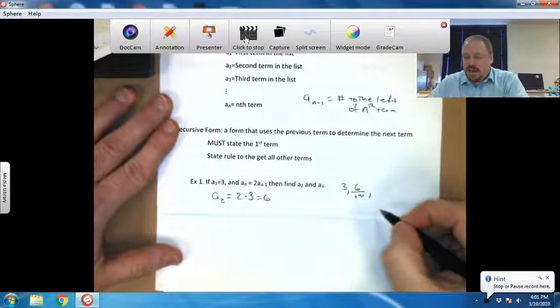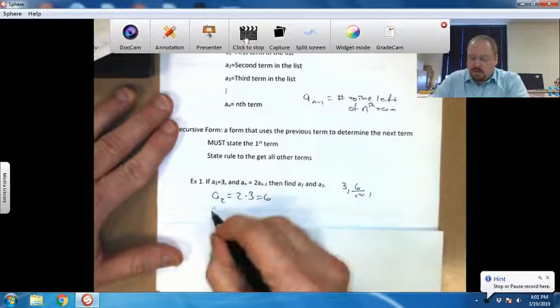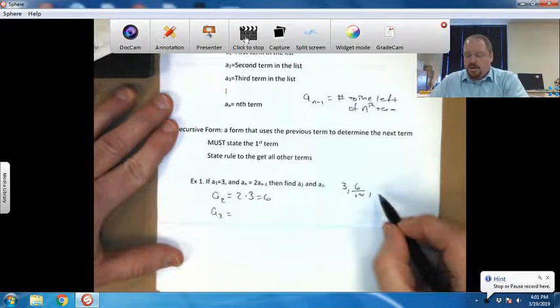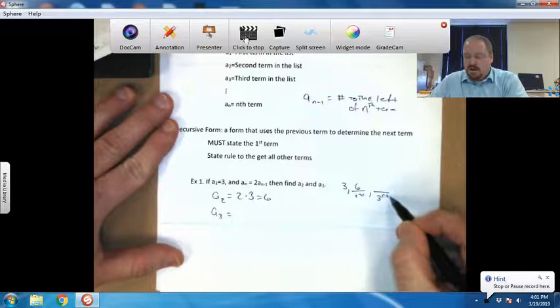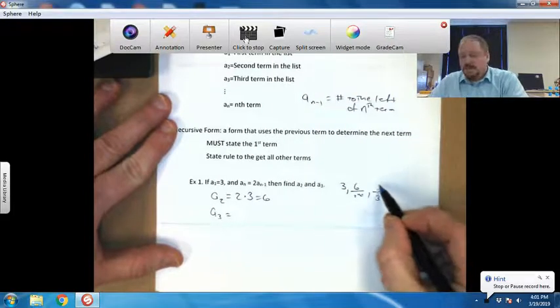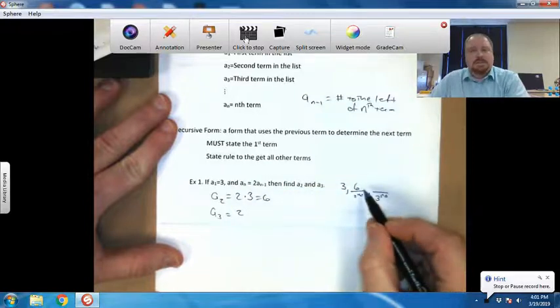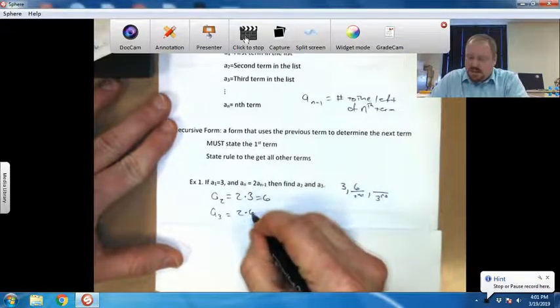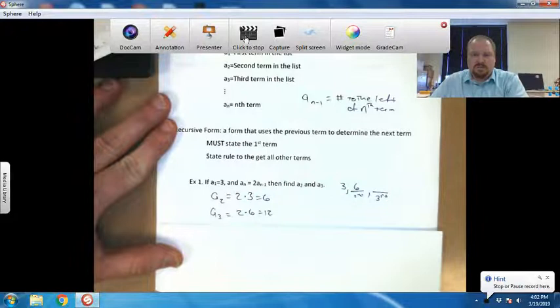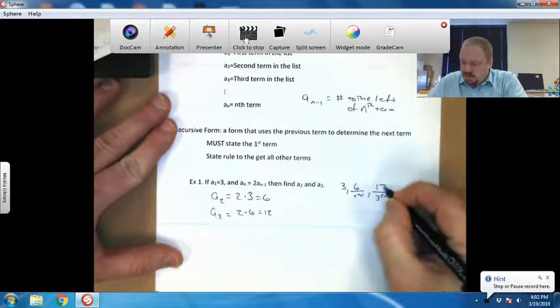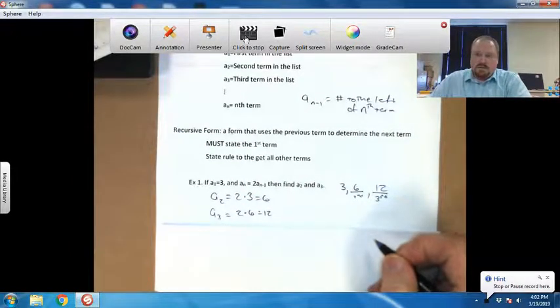So to get a sub 3, to get the third number in the list, I look at the number to the left and do 2 times that number. So 2 times 6 is 12. Okay, not too bad.